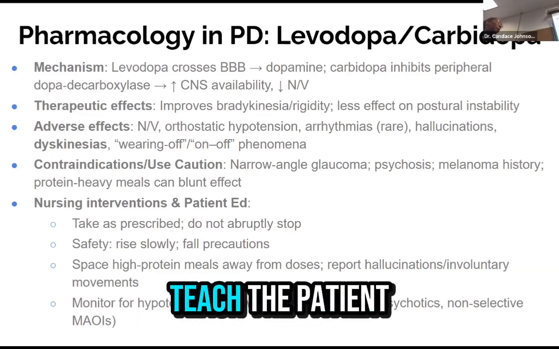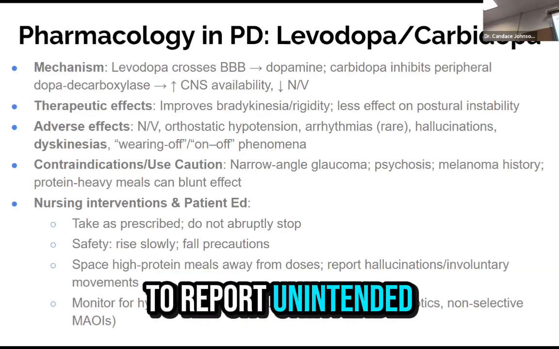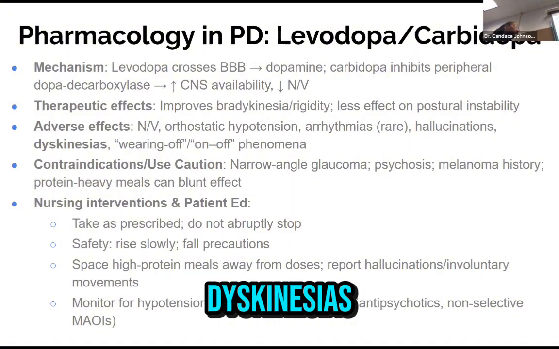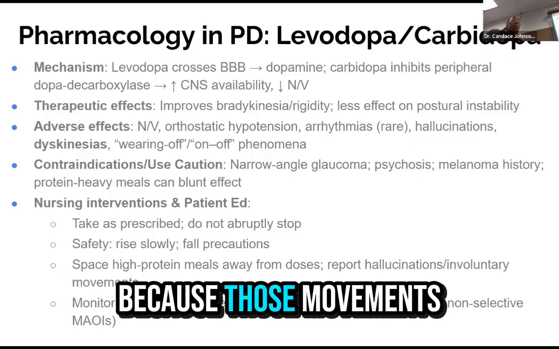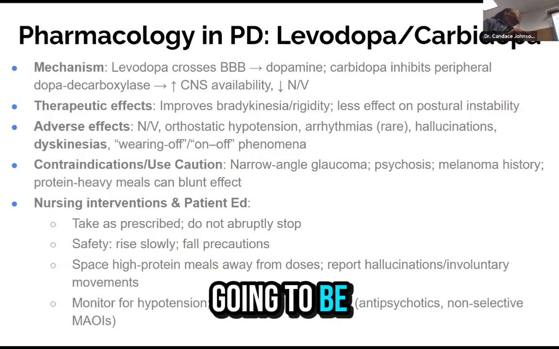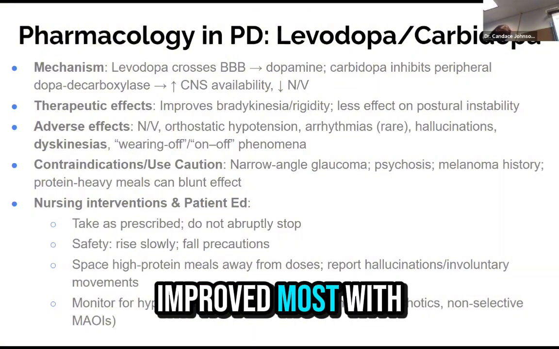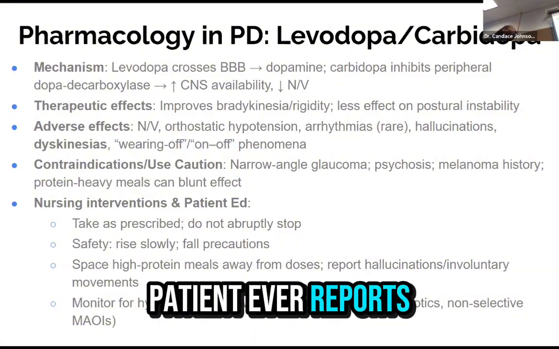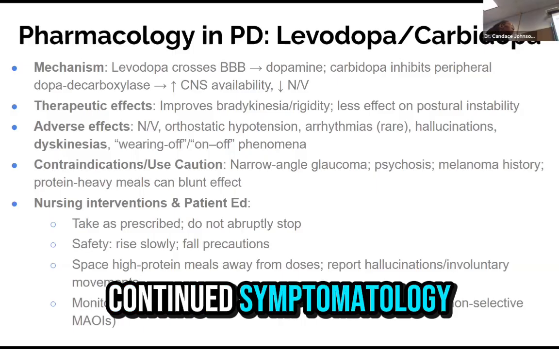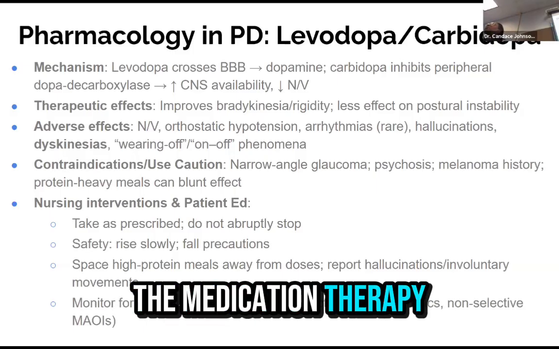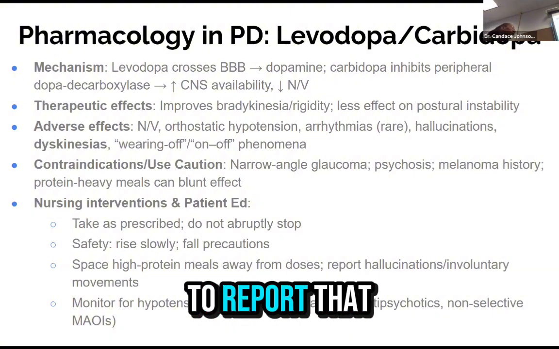All right, and then we teach the patient to report unintended side effects, like hallucinations or their dyskinesias, right, these involuntary movements, because those movements and dyskinesias are going to be improved most with the medication. So if a patient ever reports continued symptomology, that kind of tells you that the medication therapy isn't working. All right, so you want them to report that.